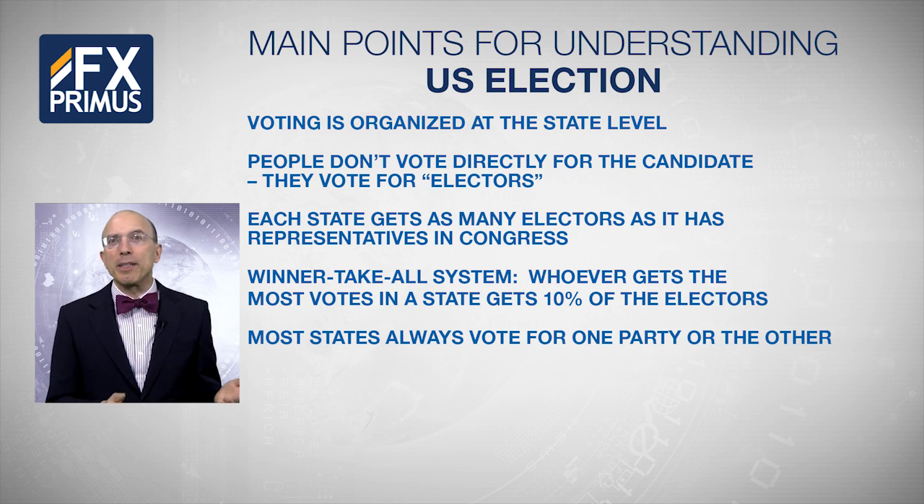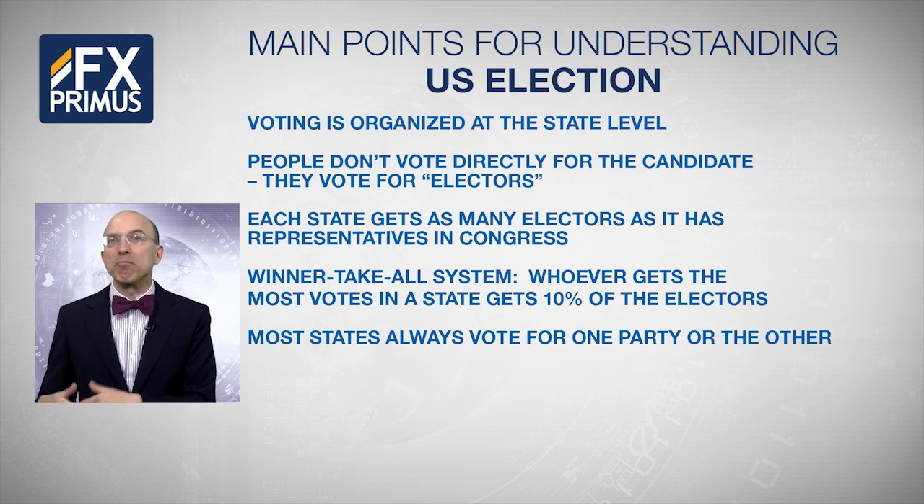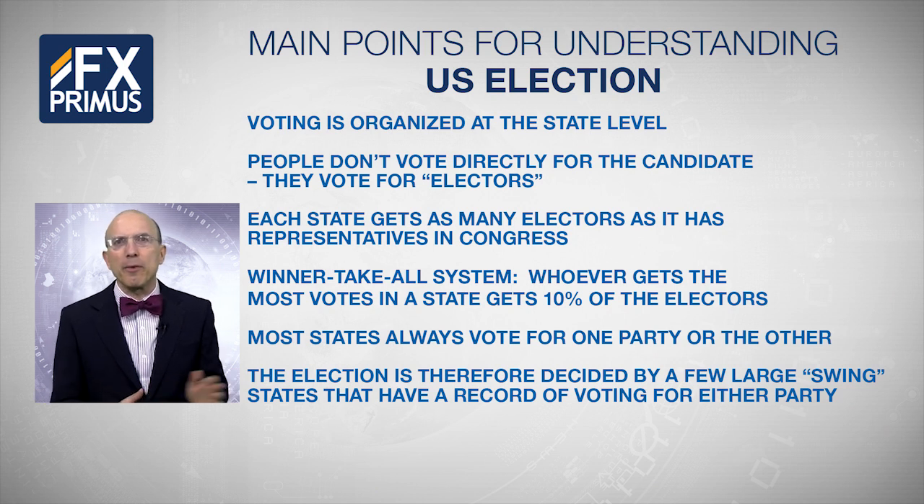Now, some states are reliably Democratic, and some states are reliably Republican. Minnesota has voted for the Democrats' candidate every time but once since 1934. On the other hand, Utah has voted Republican every time since 1968. These secure states don't add up to 270 for either side, however.